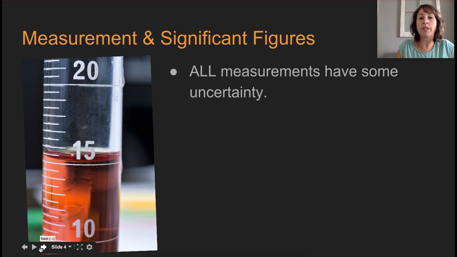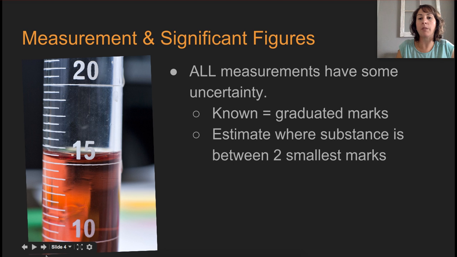All measurements have some uncertainty, and that doesn't mean that you look at it and go, I don't know. It means that we have some values that we do know. So we know each one of these graduated marks. On any instrumentation, we know the mark values that are there, but then we have to estimate between two marks. That's what happens: we estimate where the substance is between the two smallest marks.